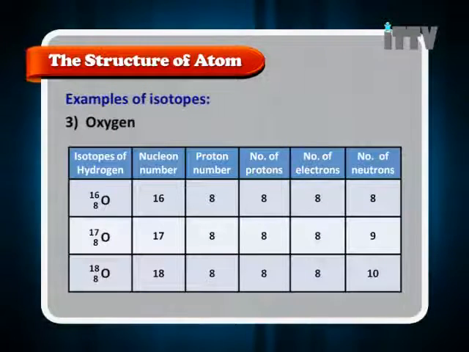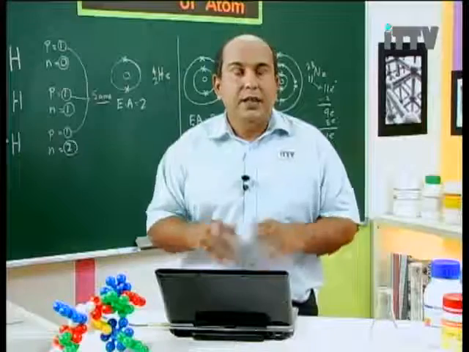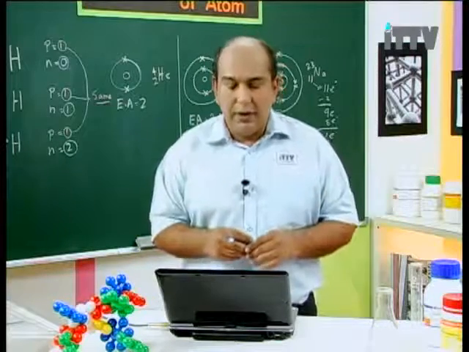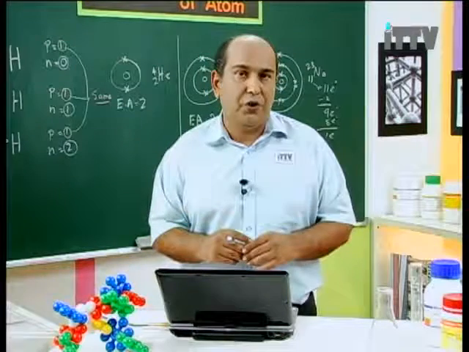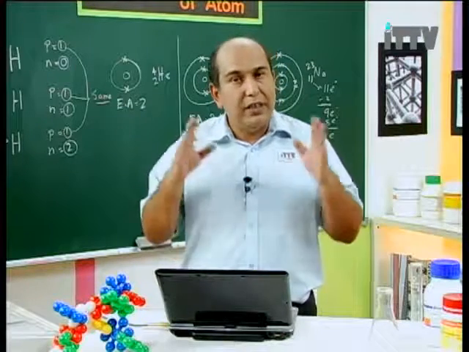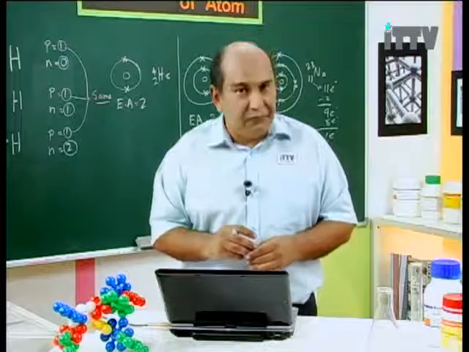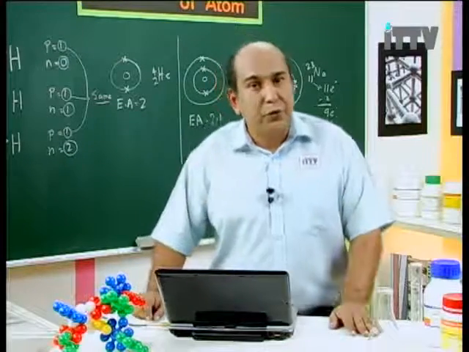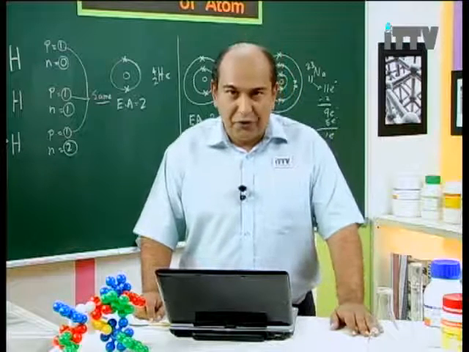Oxygen. If you go through the chart on oxygen, you will find the same thing. The proton number 8 is the same for all three isotopes of oxygen, but the neutron number is different for all three of them. Remember, isotope: same proton, different neutron.